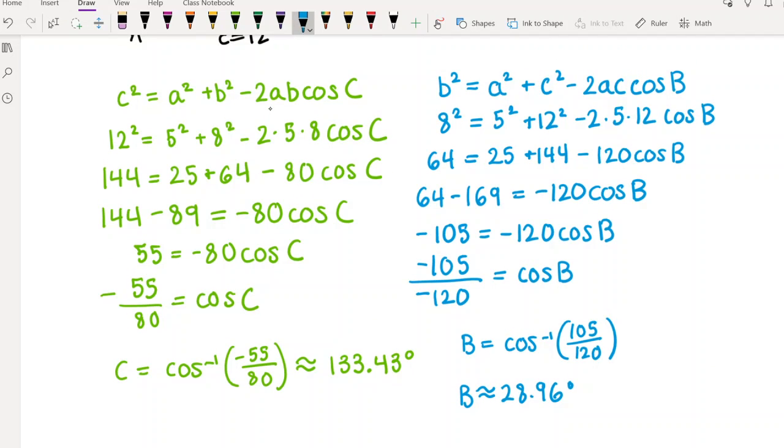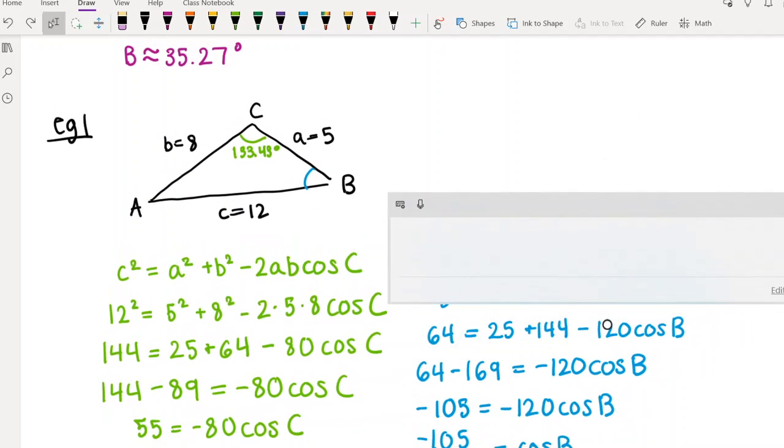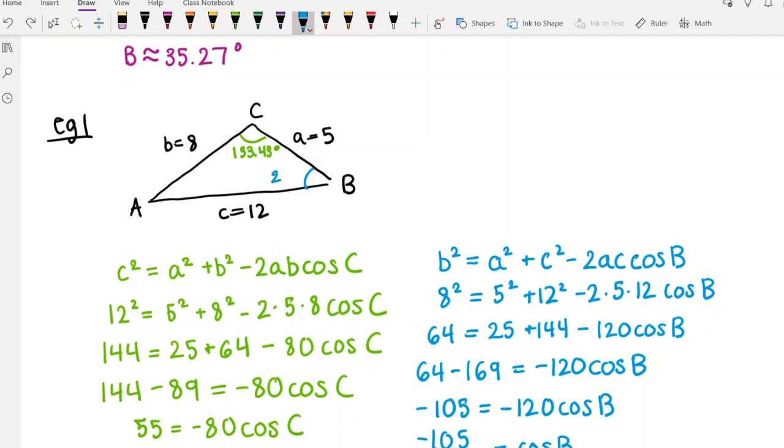Notice in this case, the thing we were taking inverse cosine of was positive, and that's because our angle was in quadrant 1. It was less than 90 degrees. So now we know that this angle is approximately 28.96 degrees. Then we can find the third angle by subtracting that and also subtracting 133.43, and we should be left with a pretty small angle. The last angle ends up being angle A is approximately 17.61 degrees.